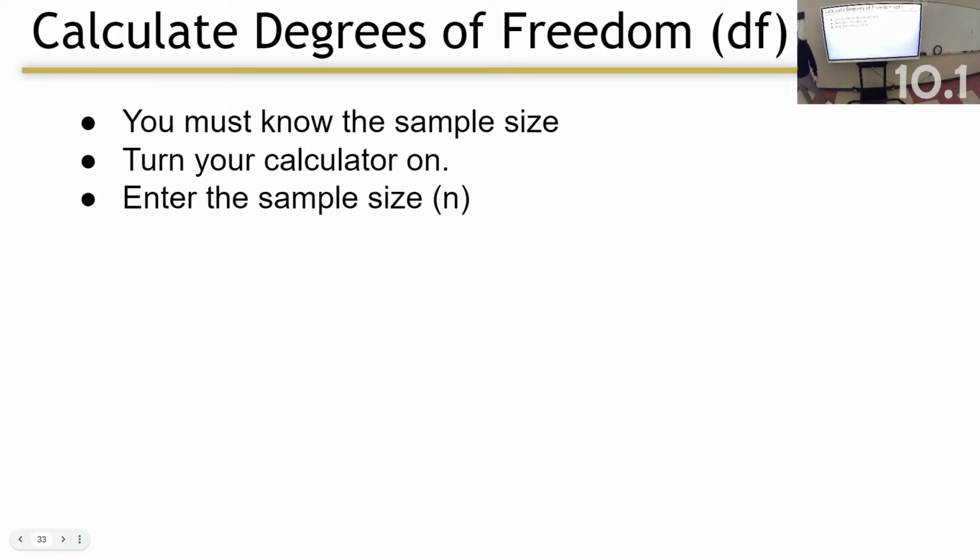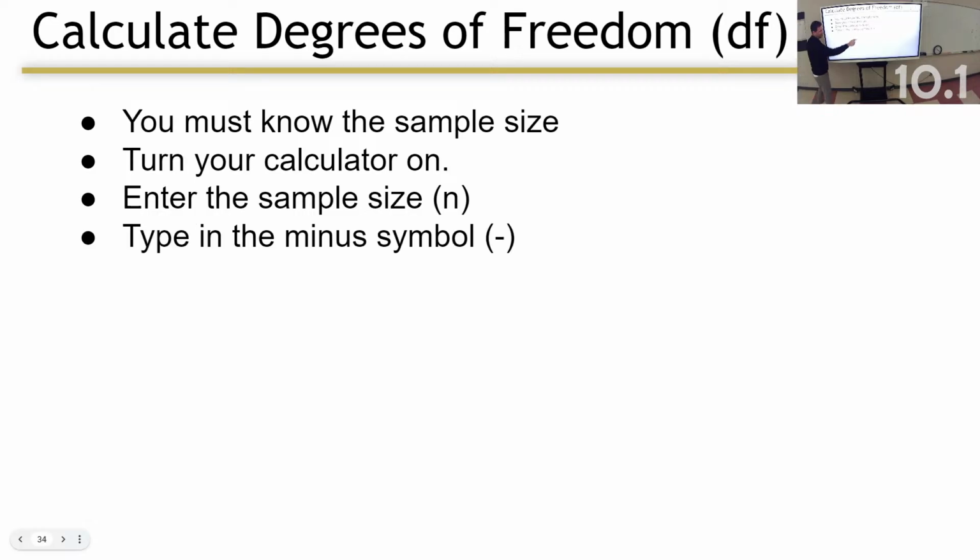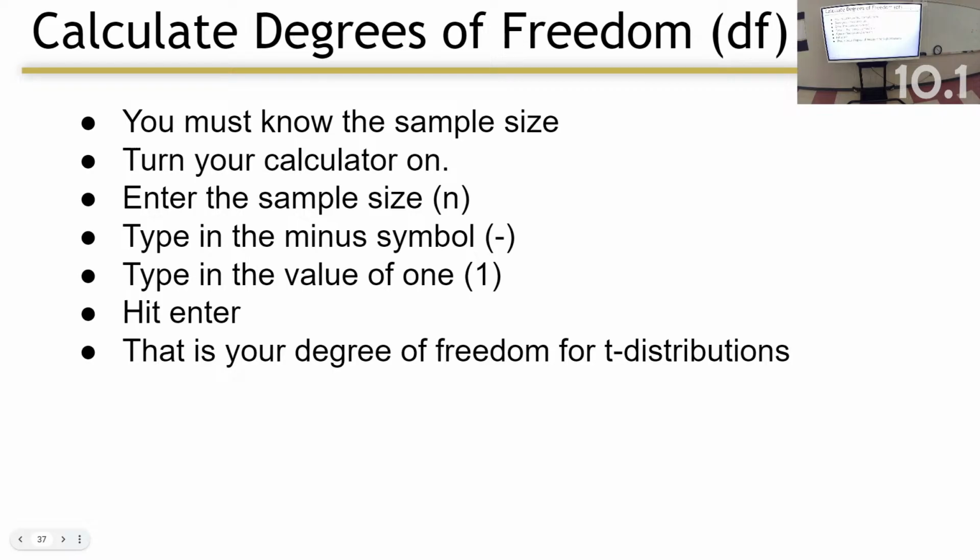So you're going to enter that sample size on your calculator, whatever it is. Again, they're going to tell you what it is, or you're going to be able to see the data, but it's not going to be a secret. So you enter that sample size. Let's say it was 4 tomatoes. You hit 4, and then you go over to that minus symbol. Don't hit the negative. You hit the minus. When you get done with that, you type in a 1. Hit enter. That's the degrees of freedom. n minus 1.